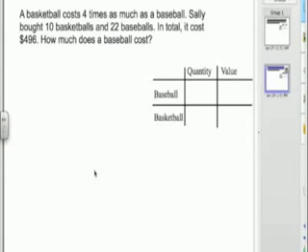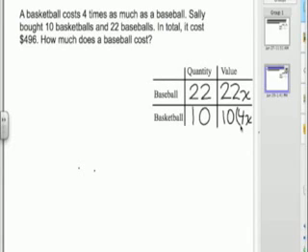Now we will use the chart to show the information that we have based on the question. As we know, there are 22 baseballs and 10 basketballs. The value of the baseballs is 22x. The value of the basketballs is 10 times 4x. In total, added together, these equal $496.